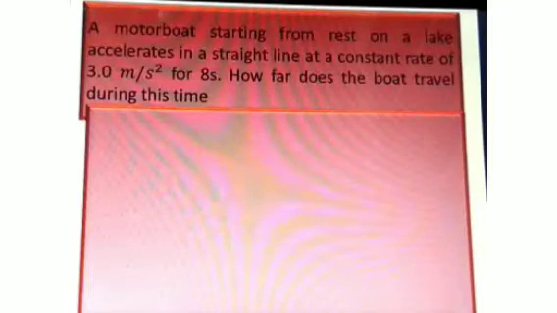Let us discuss some numericals. It is not possible to solve all the questions. I selected some questions and solved them. You have to solve all the questions, and if you have any doubt you can ask.